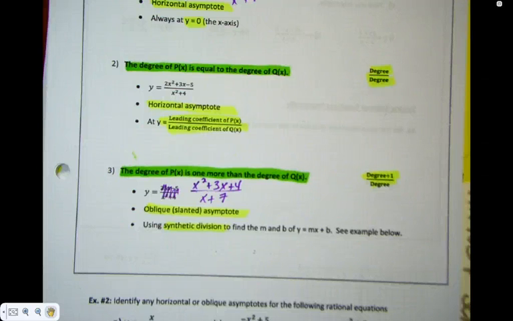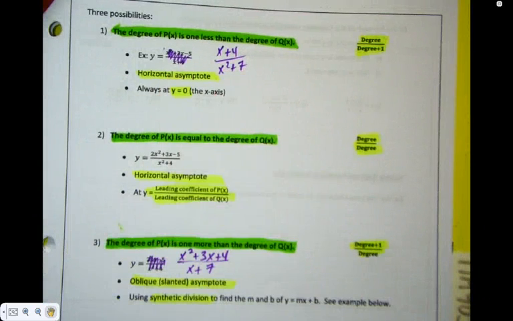Andrew: Is it possible for there to be more than one horizontal asymptote? No. Good question. Is it possible for there to be both a horizontal and oblique? No. Good question. These are the only three situations you're going to run into.